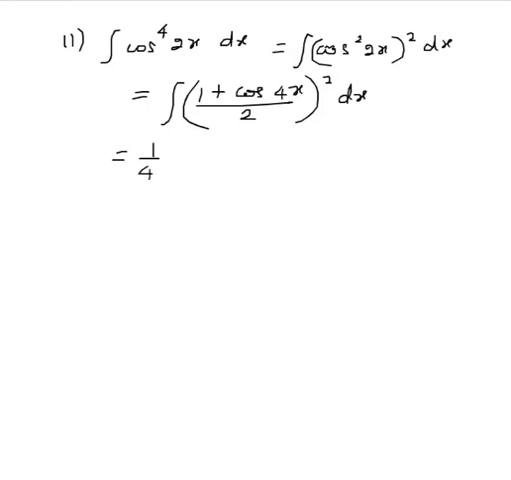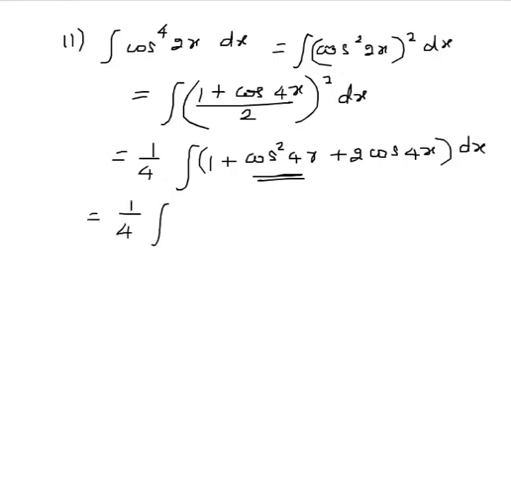Let us expand. (a plus b) the whole square is a square plus b square plus 2ab, into dx. Now we have to use the identity again for the cos square term. Cos square 4x is 1 plus cos of 2 times 4x, which will become 8x, divided by 2, plus 2 cos 4x, dx.